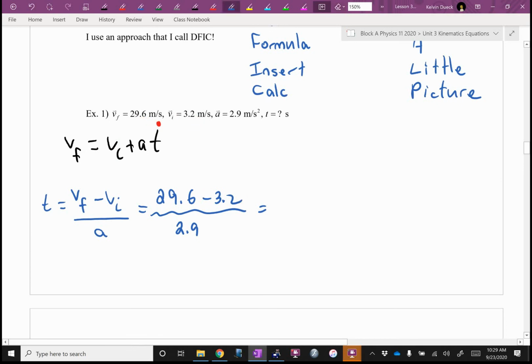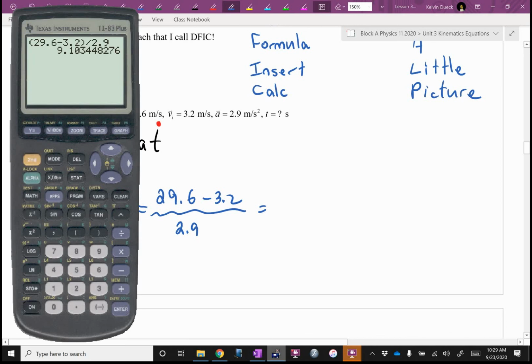On the top, we subtracted, so we should have counted decimal places. 1 decimal place, 1 decimal place. We would go to 1 decimal place, and then we would do our sig figs. Forget it. We're not going to get that complicated. This is why I abandoned sig figs in Unit 2. So I'm going to call this 9.10.